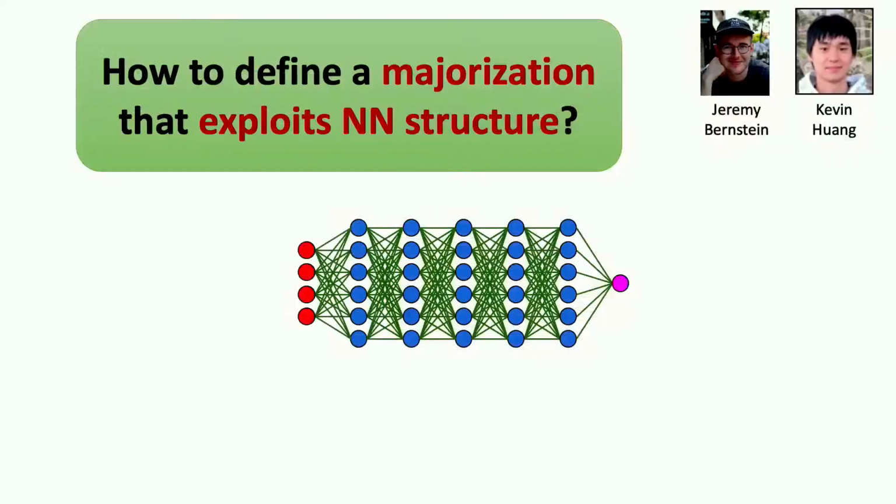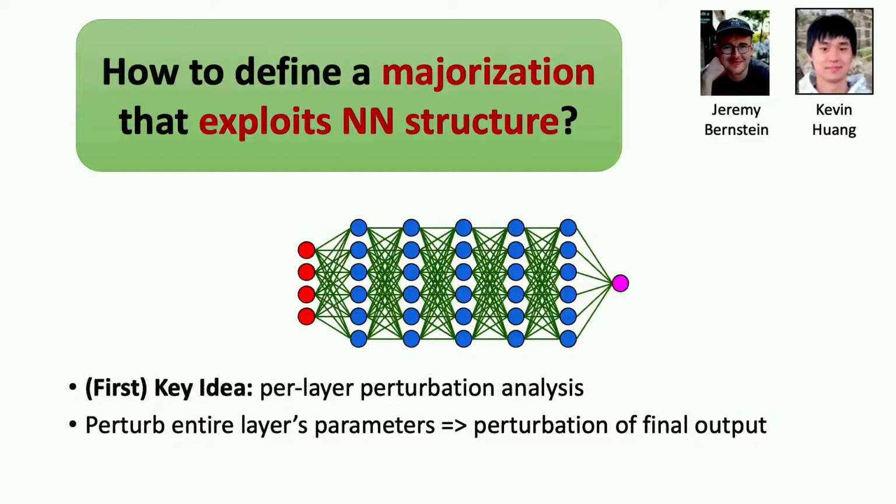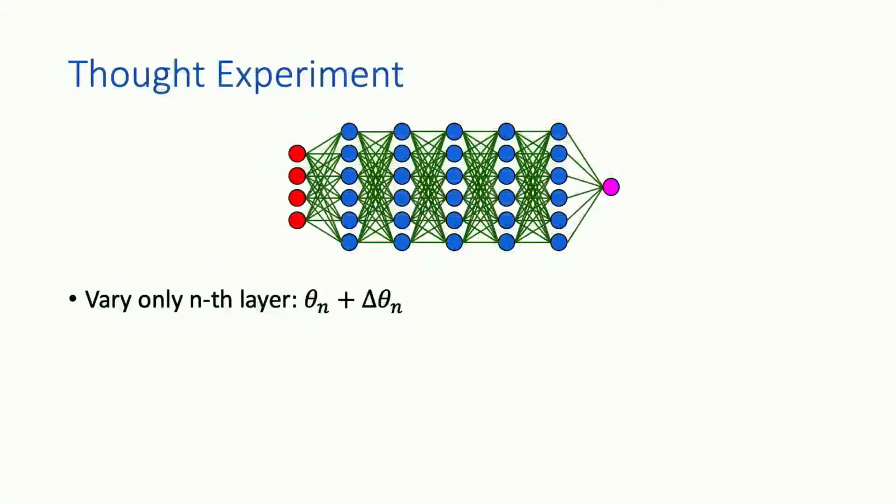So having said all that as motivation, the key technical question that we ask, and this is work by my former PhD student Jeremy Bernstein, along with former undergrad Kevin Huang, who's now a PhD student at the University of Washington, is how do we define a majorization that exploits the neural network structure? And the first key idea that we're going to use to start to develop this technique is this per layer perturbation analysis. In other words, perturb an entire layer, but only a single layer's parameters, and evaluate the perturbation of the output of the neural network.